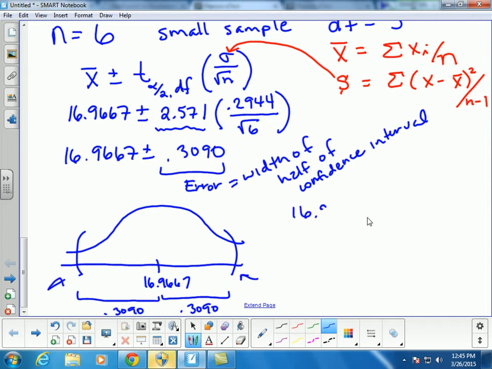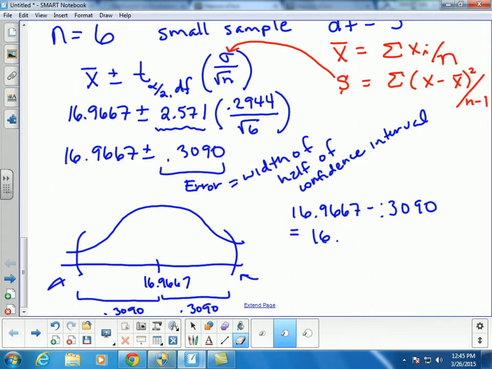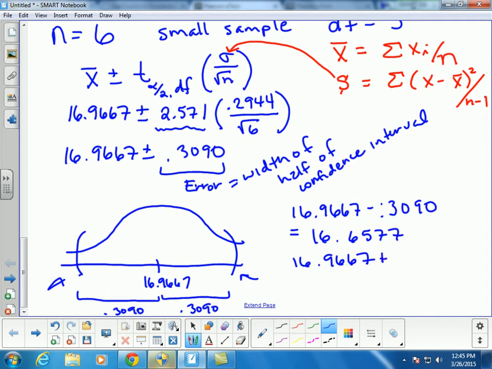So 16.9667 take away 0.3090 equals... let me erase it and write it better... is 16.6577, and when I add that width in, I get 17.2757. Therefore, my confidence interval runs between 16.6577 and 17.2757.